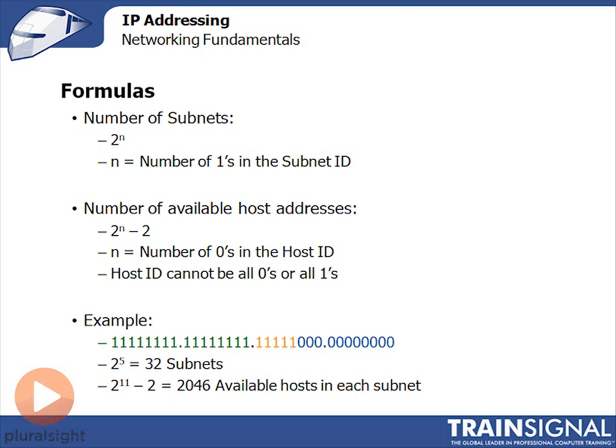And the number of hosts that are available, well, now we have 11 zeros to make up the host ID. So you get 2 to the 11th, but then you have to say minus 2. And the reason it's always minus 2 is because you can't have all zeros, you can't have all ones. If you do the math, 2 to the 11th is 2048, minus 2 is 2046 available hosts within each subnet.